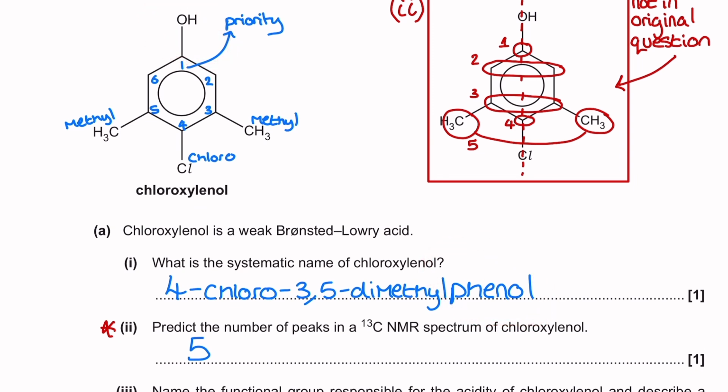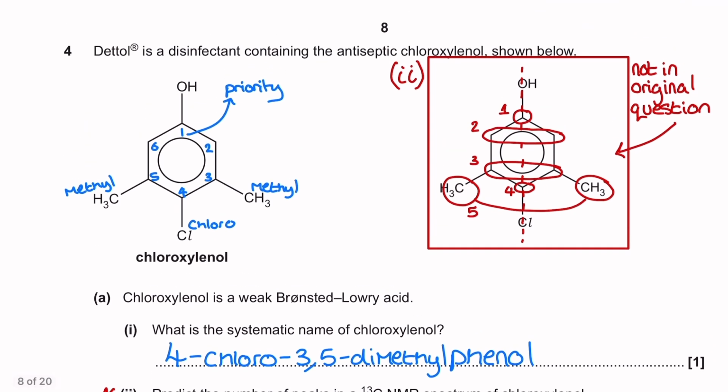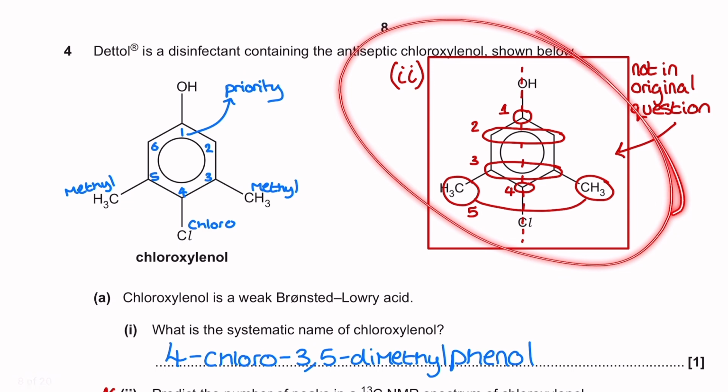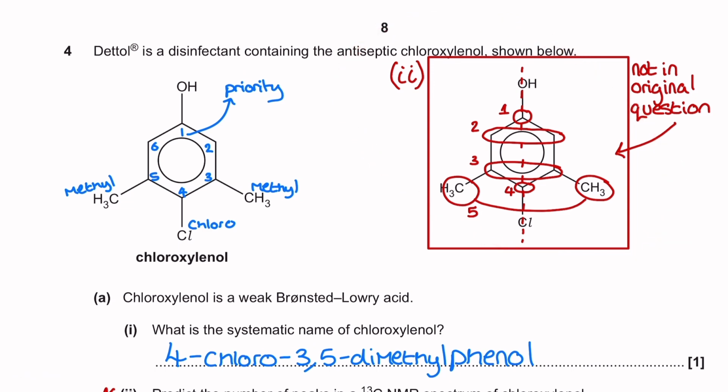Predict the number of peaks in a carbon-13 NMR spectrum of chloroxylenol. So I've done the molecule again just up here. And what I've done is I've gone through the molecule, first off looking for a line of symmetry. And you can see here with this dotted line right the way through, we do have a line of symmetry. And I did mention that before actually as well.